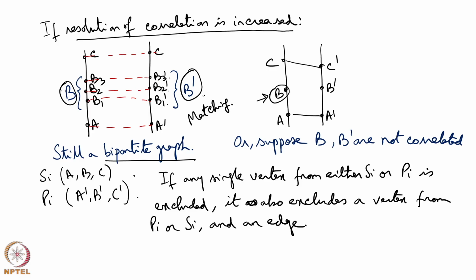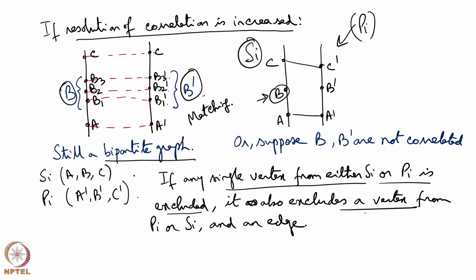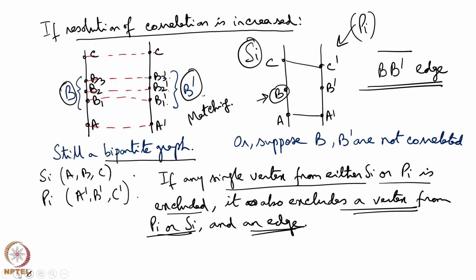Suppose I want to delete the vertex B. This is the S side, Si, and this is our Pi side. If we delete a single vertex from either Si or Pi, what happens? It is excluded, and it also excludes an edge and another vertex from Pi or Si on the other side. This is going to happen. Why should we delete this vertex? Suppose we find that this connection, the BB dash edge, by further studies is not correct. So, to avoid that, sometimes we have to delete the edge.